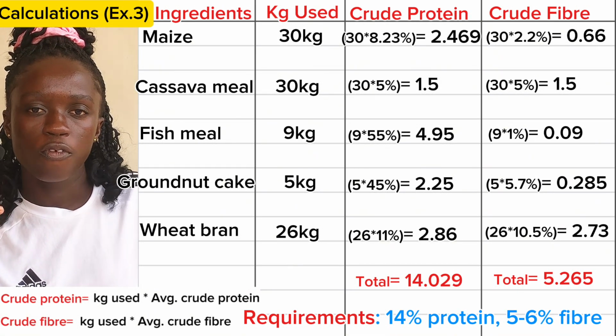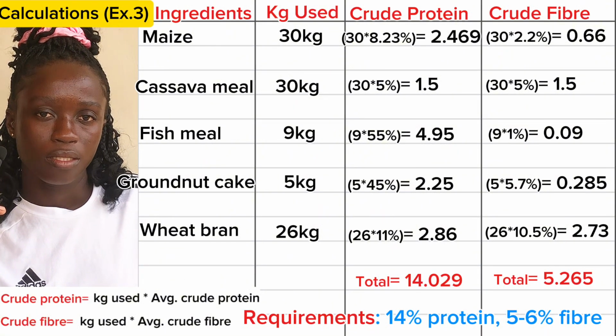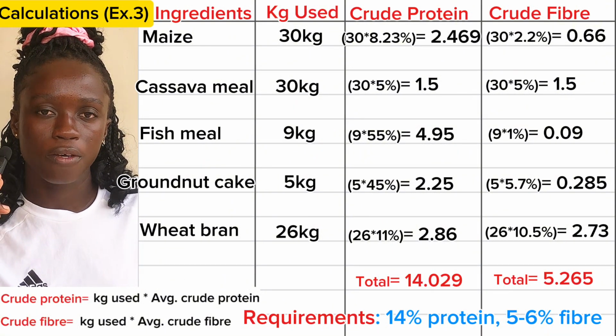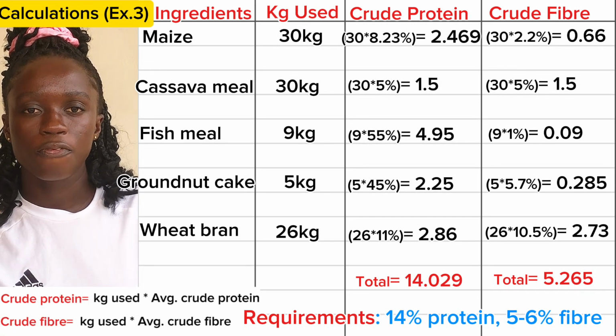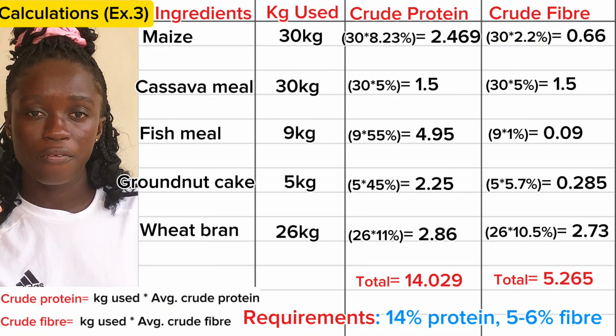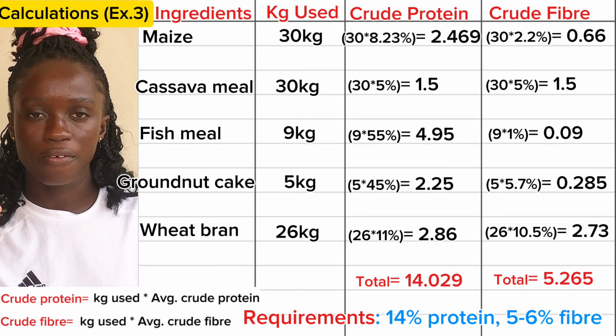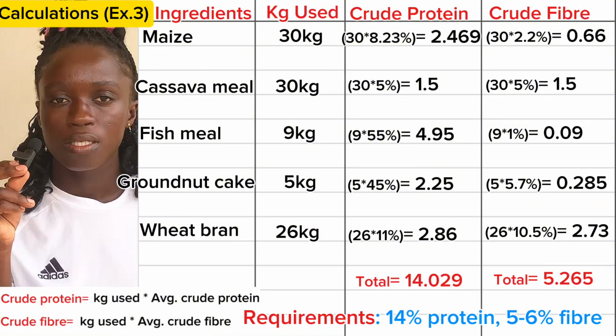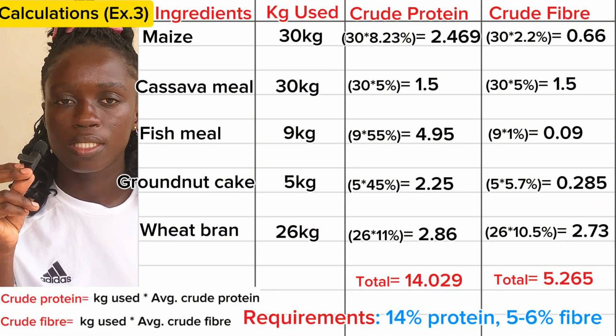We have 14.029 and we need 14%. So that is it. It meets it. It's okay, 14%. And then for our crude fiber, we have 5.265. And we said we need between 5 to 6%. So we fall within the range. So this finisher feed also meets it.